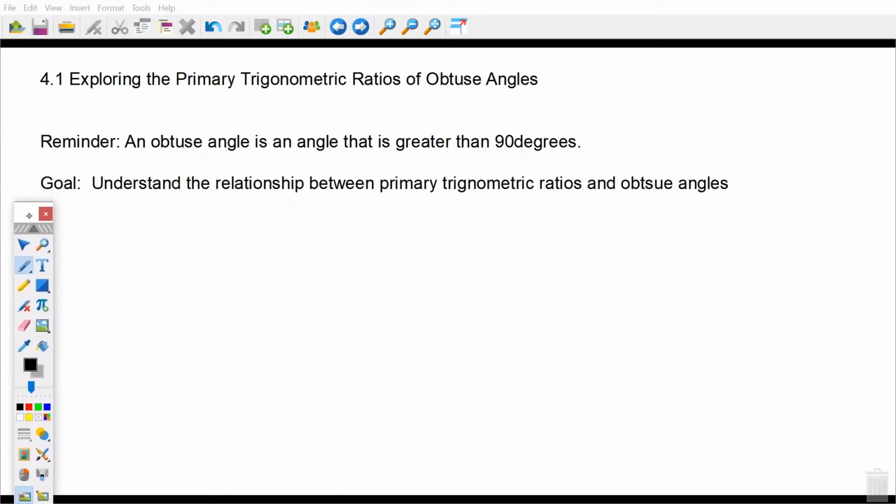So in Chapter 3, we dealt with acute triangles, right? Triangles that all, I'm not connected.